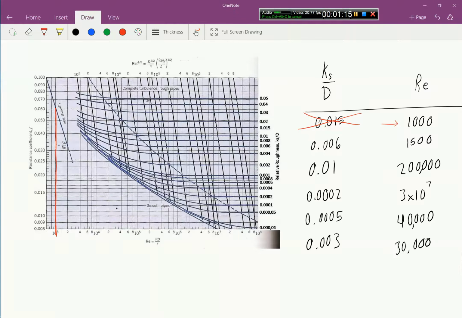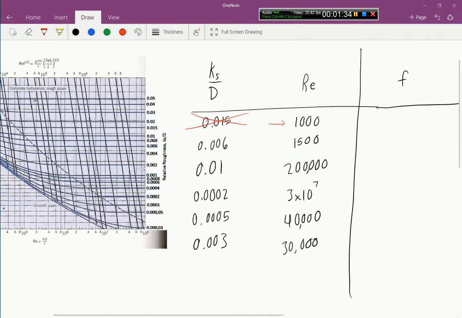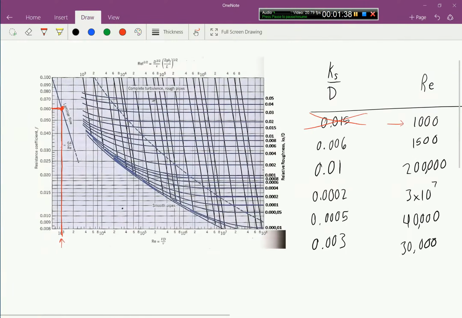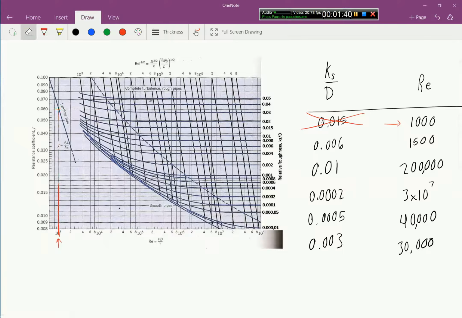So what we want to do is draw a line straight up from our Reynolds number, which is 1 times 10 to the third, which is right here. And we go straight up to where it meets this laminar flow line, and then we just read straight to the left side of the graph, which is our F scale, and this value is going to be approximately 0.060, and that's it for the first one.